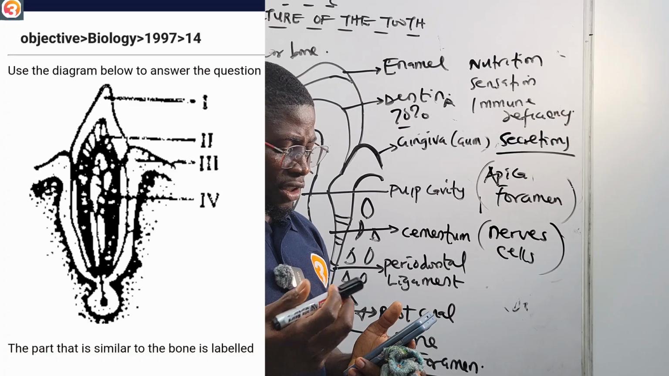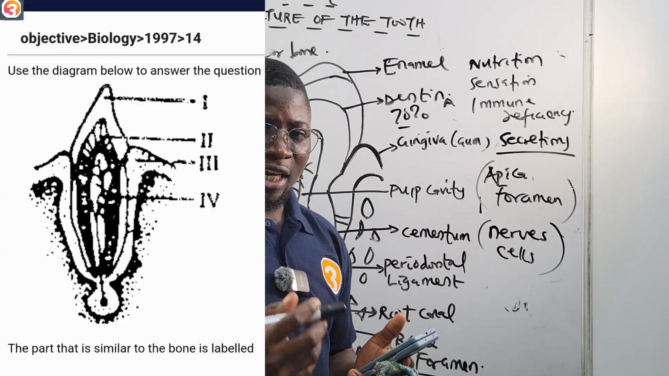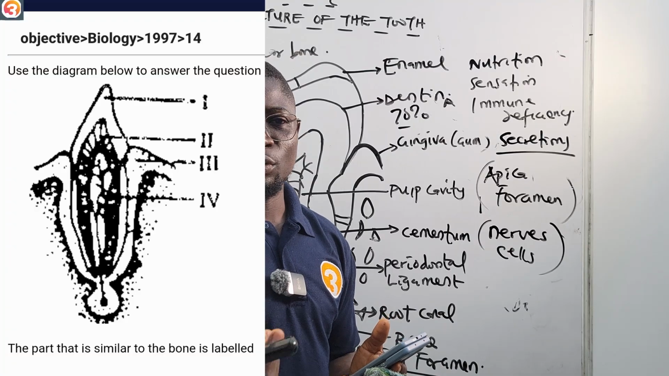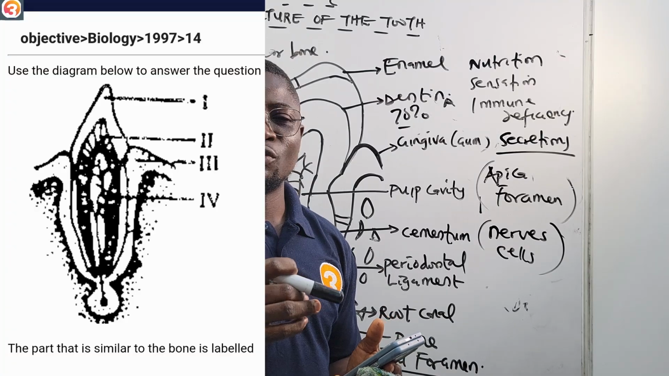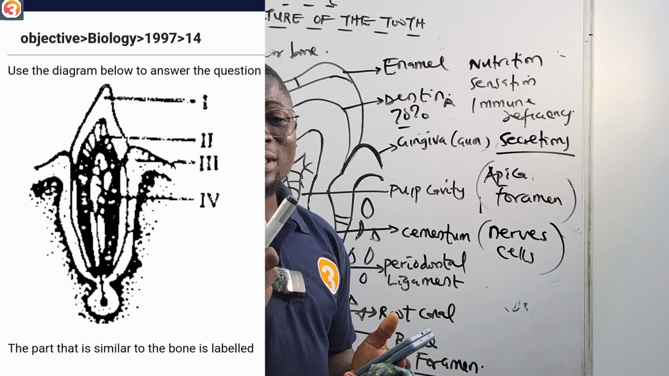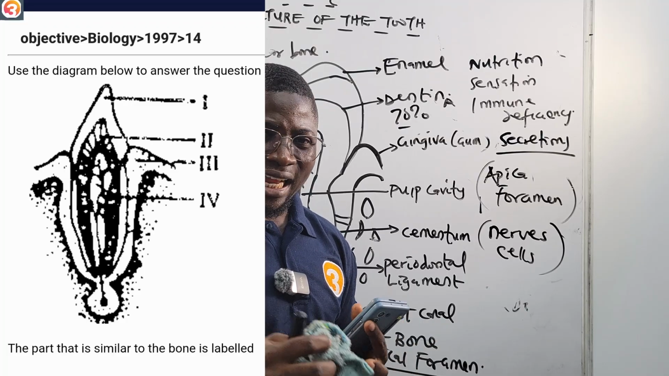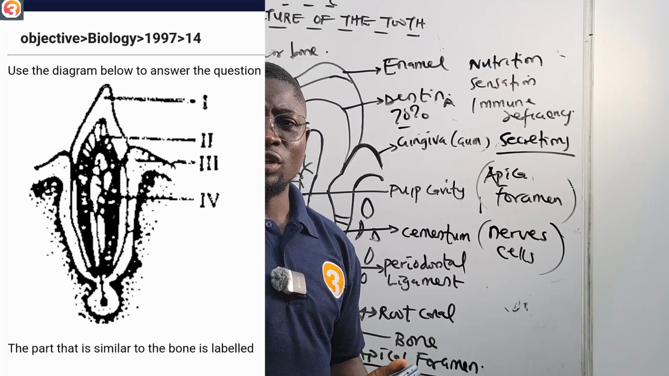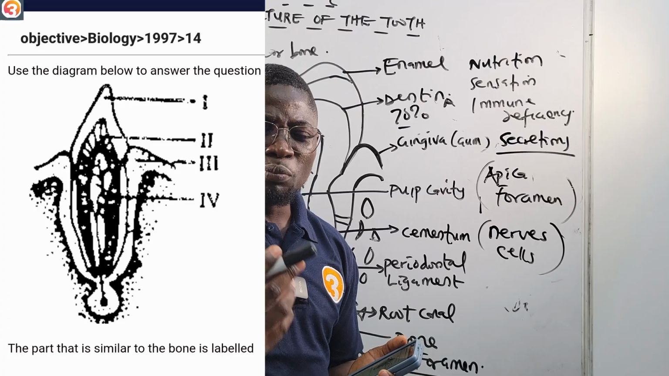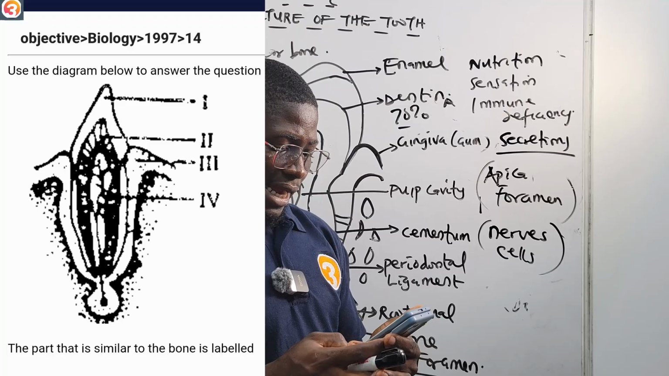Then number 3, the way it is drawn, could look like the gum or the pulp cavity. Whichever you call it, obviously it cannot be the one that looks like bone. Number 4 is the cementum. So the part that is similar to the bone is the dentin. It's a bone-like structure. They almost have the same mineral concentration, just that the dentin is a little bit harder than the bone. So our answer there will be obviously II.